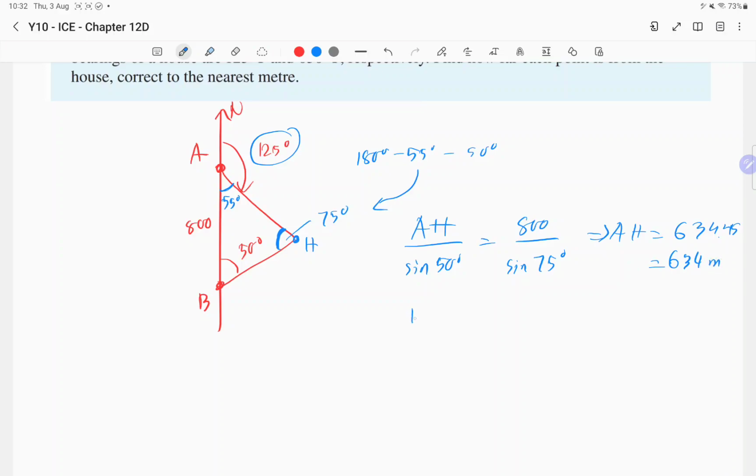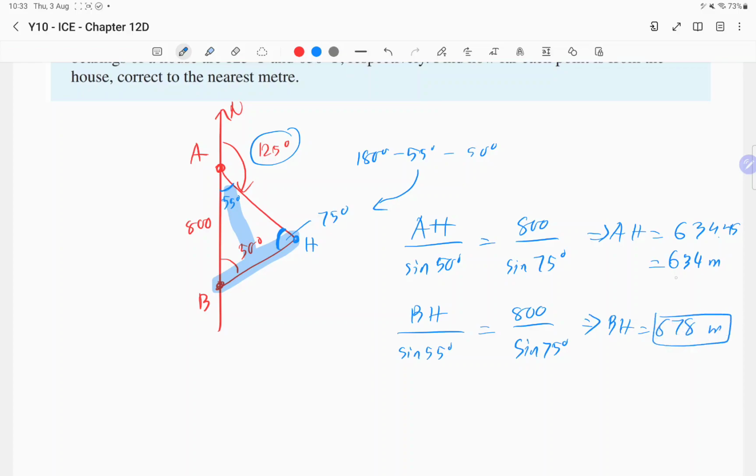And very similarly, BH over the opposite angle. So BH is here, so the opposite angle is 55 degrees. So BH over sine of 55 degrees would be the one that we know, which is 800 over sine 75 degrees. Same thing, punch into the calculator and you get your answer, which should be 678 to the nearest meter. That's just the final answer, so I can just use these answers straight away.